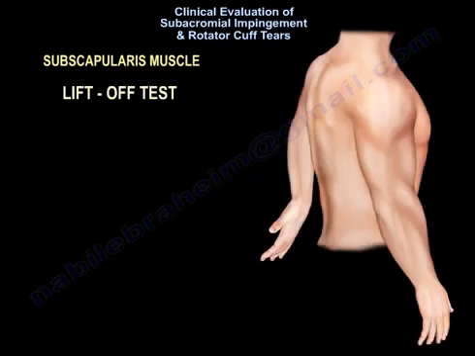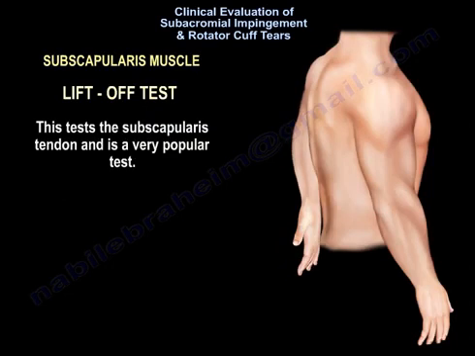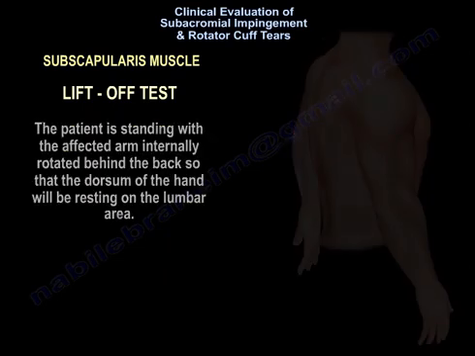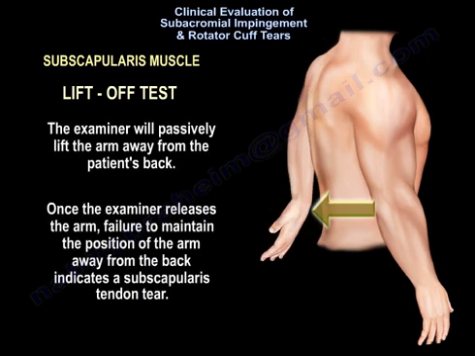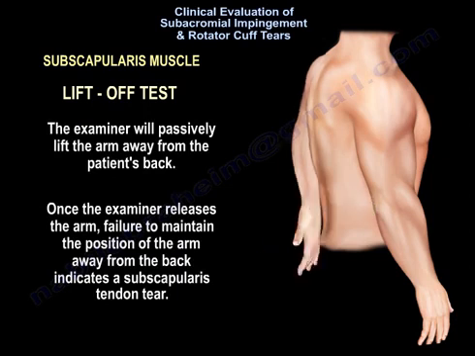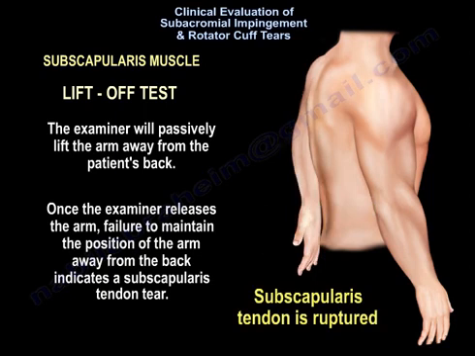The lift-off test. The lift-off test tests the subscapularis tendon. It's a very popular test. The patient is standing with the affected arm internally rotated behind the back so that the dorsum of the hand will be resting on the lumbar area. The examiner will passively lift the arm away from the patient's back. Once the examiner releases the arm, failure to maintain the position of the arm away from the back indicates a subscapularis tendon tear.